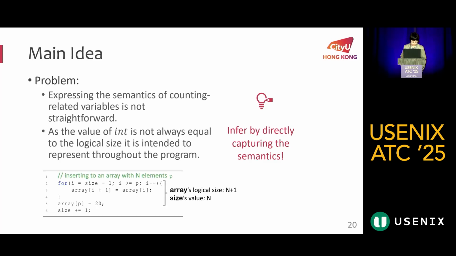Well, the problem is, although the definition of such correlation is very intuitive, expressing its semantics is not as straightforward. This is because the value of the integer variable is not always equal to the logical size it is intended to represent throughout the program. So in a simple example of inserting an element to an array, the value of the logical size may not be consistent with the real number of elements in the array during the process of the insertion.